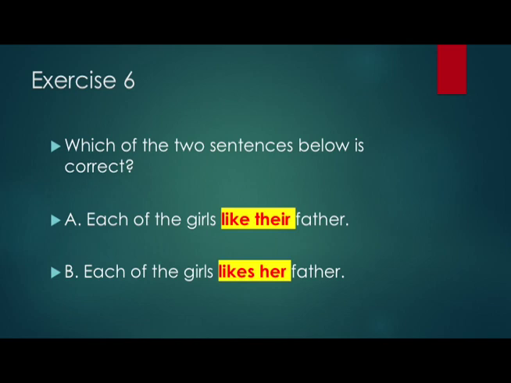Moving on to exercise 6. Which of the two sentences below is correct? A, each of the girls like their father, or B, each of the girls likes her father.